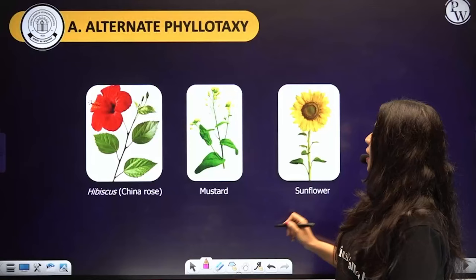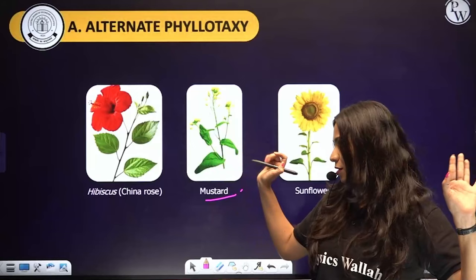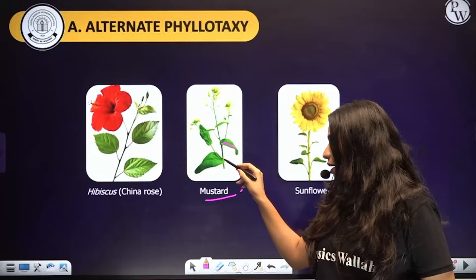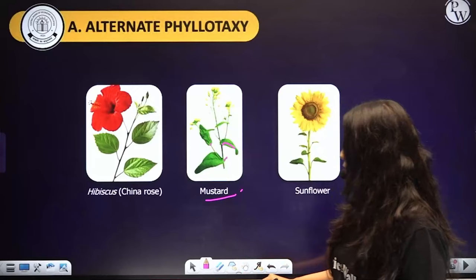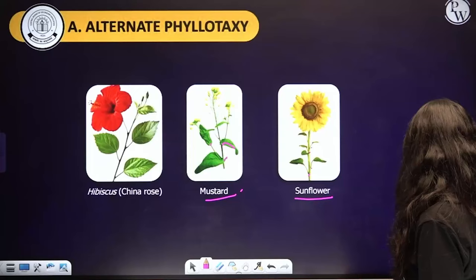This you would have seen in the movie DDLJ, where Shah Rukh Khan is playing that instrument, and then there's a mustard field, right? Those are the mustard plants. And in this plant also, you can see leaves that show alternate phyllotaxy. At each node, you will find only one leaf. So you can see one leaf here, one leaf here, one leaf here. Sunflower. Again, here you can see alternate phyllotaxy. One here, one here, one here, one here, and it alternates each time. Okay, so these are some examples for alternate phyllotaxy.